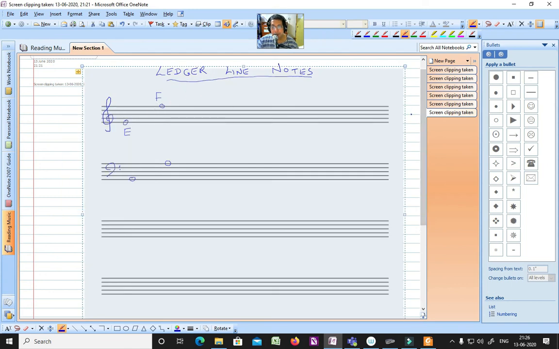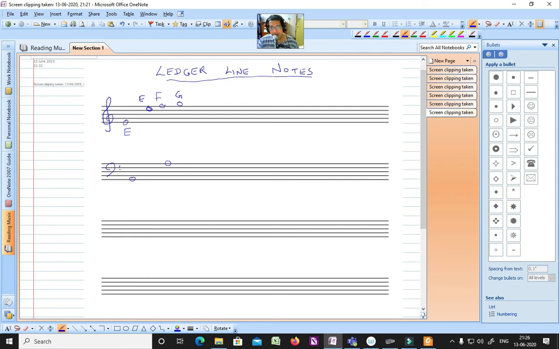There is a space note before the F. Okay, this space note is an E. So from space it will go to line E, F, and if it goes to the next note, it will go to a space note. Okay, this note is G.